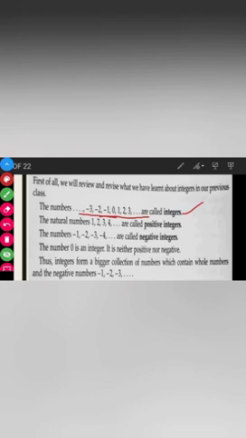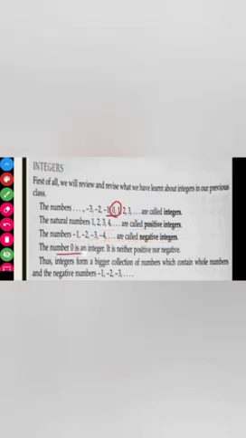In these numbers, this 1, 2, 3, and so on, is called positive integer. So 1, 2, 3, 4, and so on are called positive integer. And minus 1, minus 2, minus 3, these numbers are called negative integer. So minus 1, minus 2, minus 3, minus 4, and so on, is called negative integer. And 0 is an integer which is neither positive nor negative. I hope it is clear.